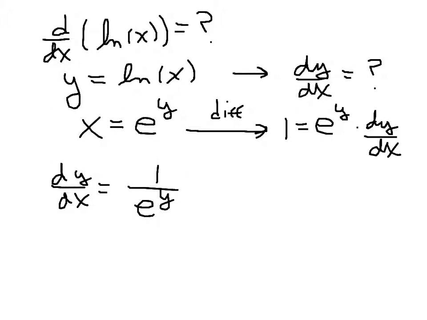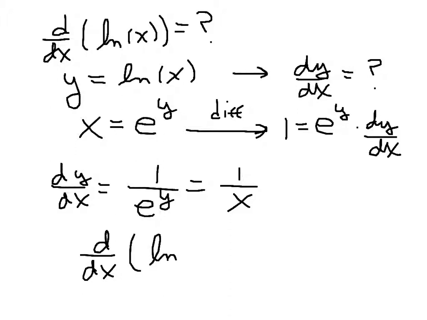Before we start feeling too good, we really like to have these derivatives in terms of x. But all we need to do is look up here. Here's e to the y. It equals x. And so that tells me that this is equal to 1 over x. And that gives us the very, very important result that the derivative with respect to x of the ln of x is 1 over x. Pretty simple, and now we're on our way.